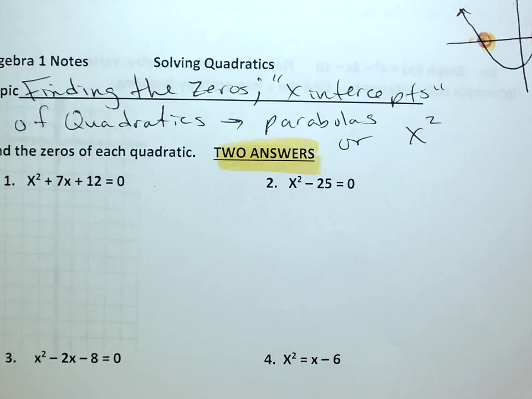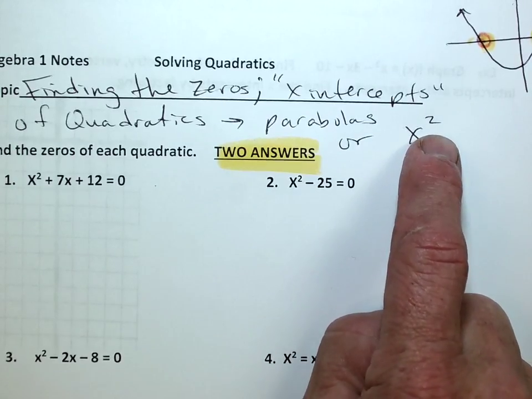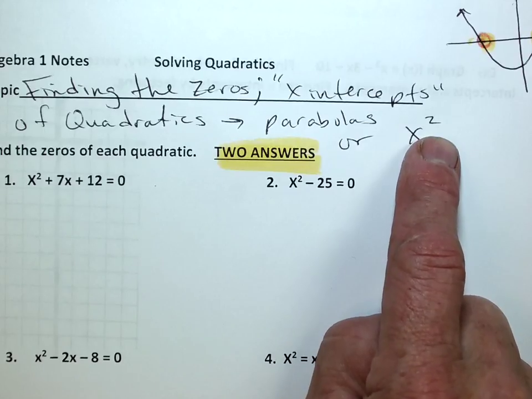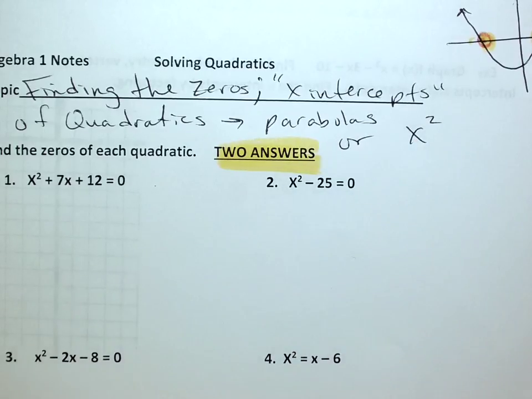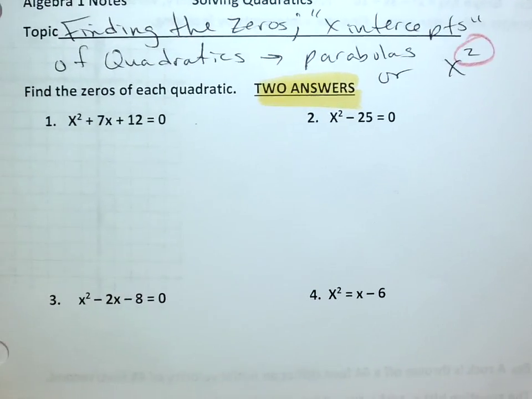So anytime you see an x squared in an equation, you always have two answers. Okay, I'll say it again. Anytime you see an x squared, you will, in an equation, you will always have two answers, okay? Really. And we can prove it because we're going to start off with factoring.